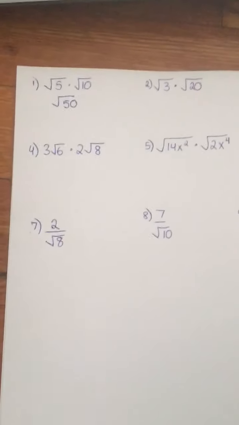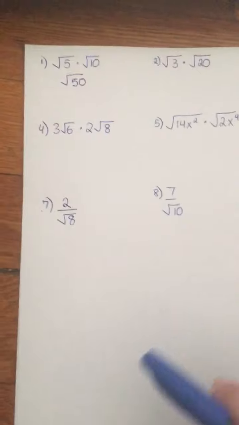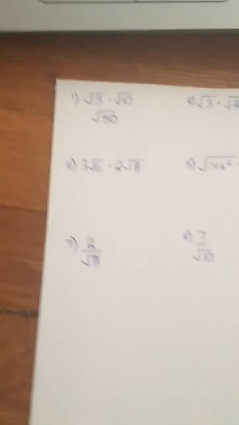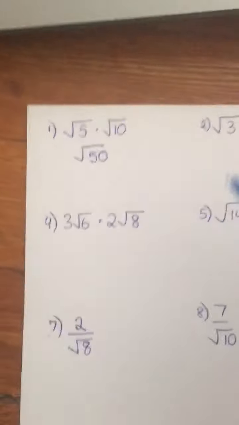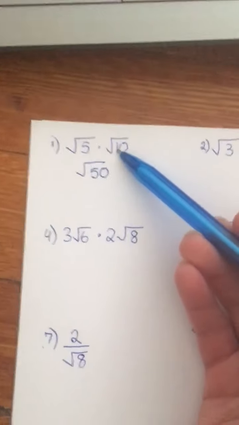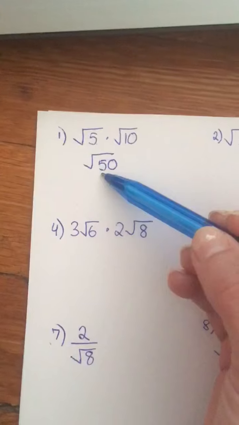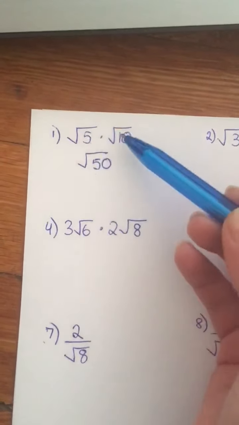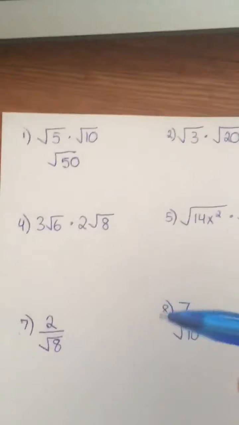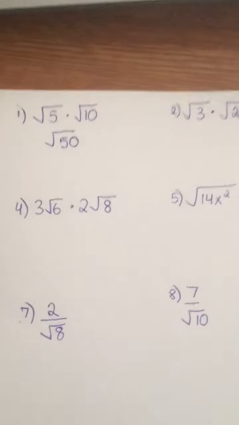I just wanted to show you some examples that we'll be doing in the lessons of multiplying and dividing radicals. So for the first one, we have radical 5 times radical 10, and basically you can use this rule that you can just combine them into one radical and multiply the numbers. So 5 times 10 would be 50. Now you should check if you can simplify that.